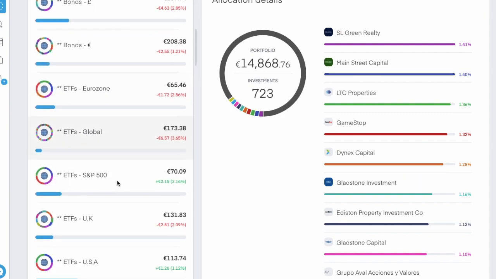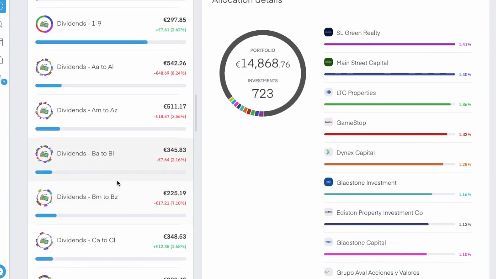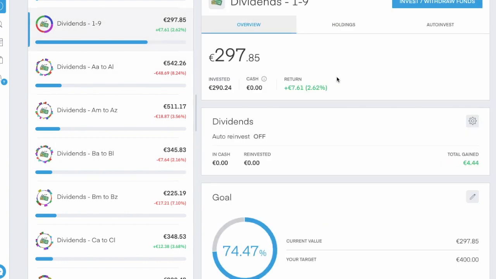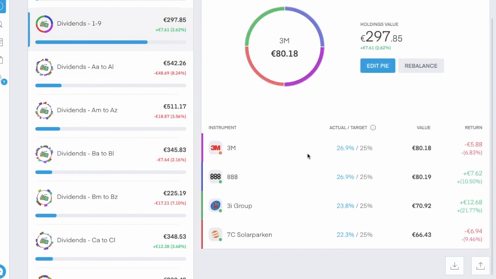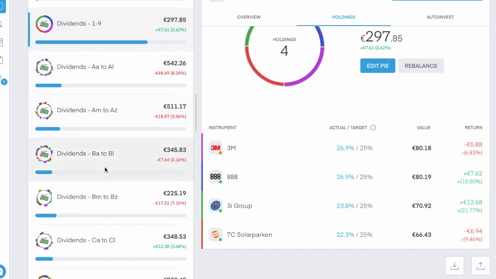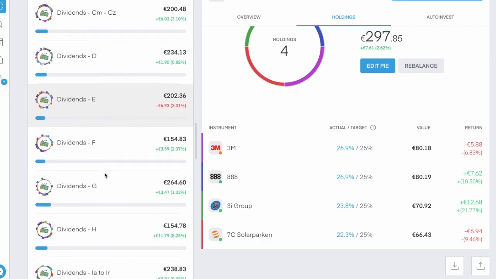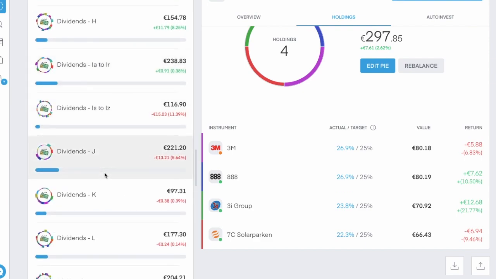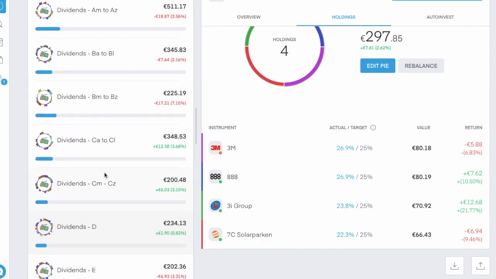But the general gist of it is, these pies down here are the A to Z of every single position. So every stock, bond, ETF, the whole lot has a position in these pies going down. And it's just organized alphabetically to make it easier. So they're all in there.